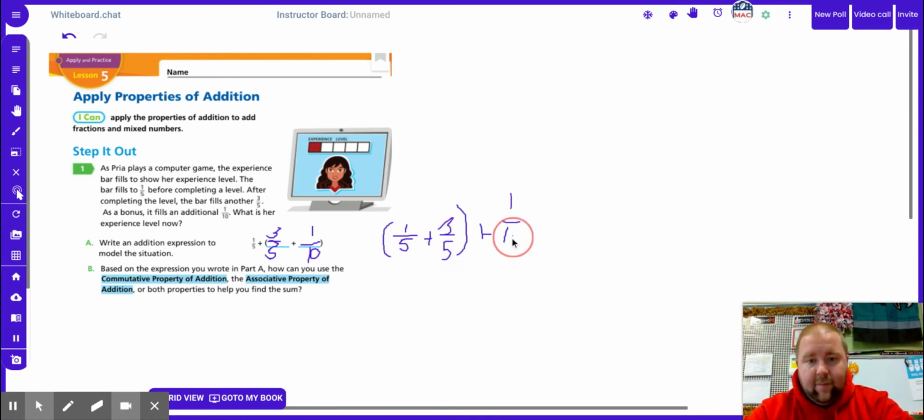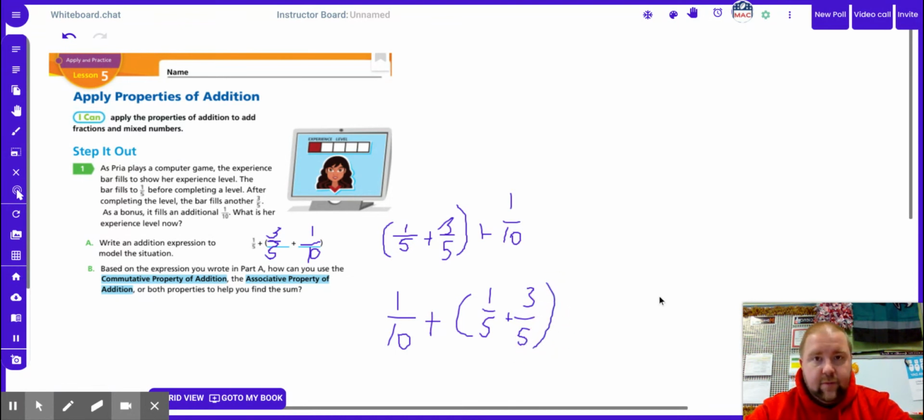Now, this problem, if I wrote it like this, would only be using the associative property, not the commutative property, because all I did was change the numbers I was going to be adding together first. This would just be example 1. If I was going to use the commutative and the associative property, then I would have to move the 1/10 to the front, and then I would add the fraction of 1/5 plus 3/5. Now, either one is the same, because when we do these problems, we're still solving what's in the parentheses first.